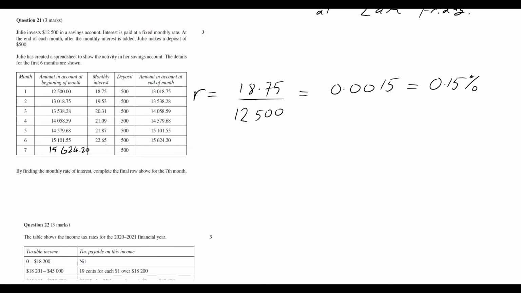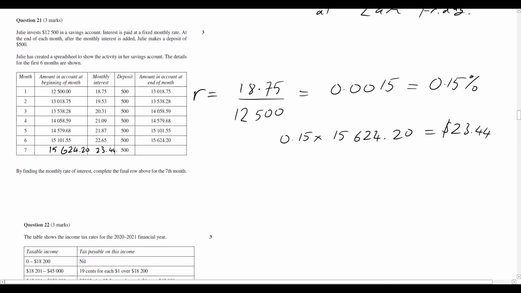$624.20. The monthly interest on that is going to be 0.15% times that amount of $15,624.20, which will give us a value of $23.44. So we'll put that in there now. And then we need to add on that $500 as well. And so when we add the $23.44 and the $500 to that amount, we'll find our final amount at the end of the month should be $16,147.64. And that concludes that question there.